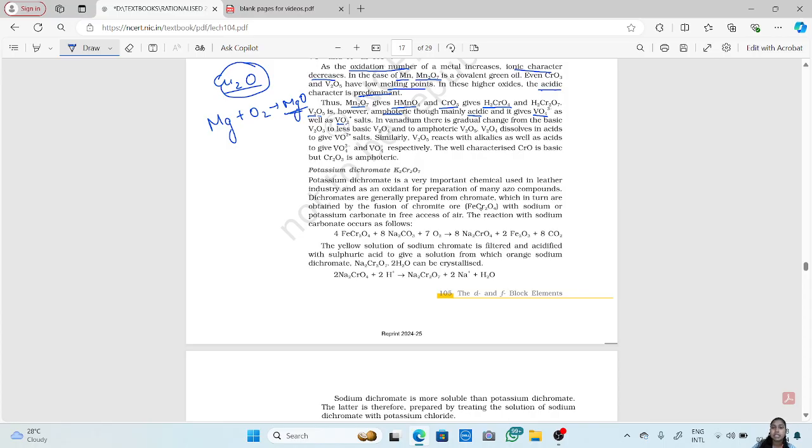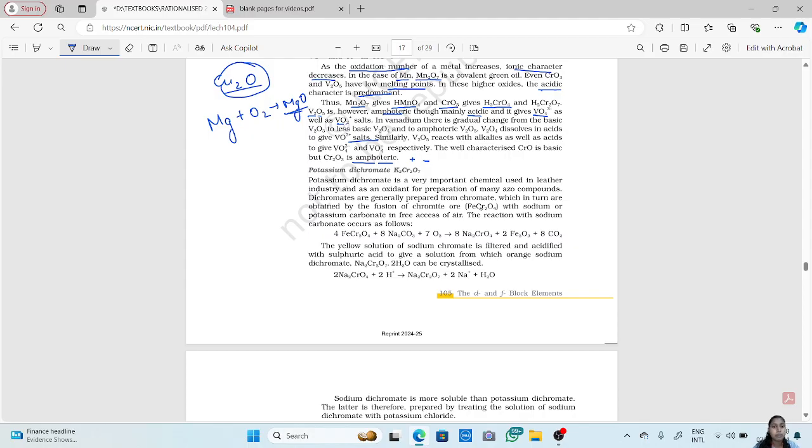Now in vanadium, there is a gradual change from the basic V2O3 to the less basic V2O4 and to the amphoteric V2O5. V2O4 dissolves in acids to give VO2+ salts. These are some examples of what molecules can be formed by metal oxides. Basically, they can form salts, and there is an amphoteric characteristic. They can form both positive as well as negative salts.